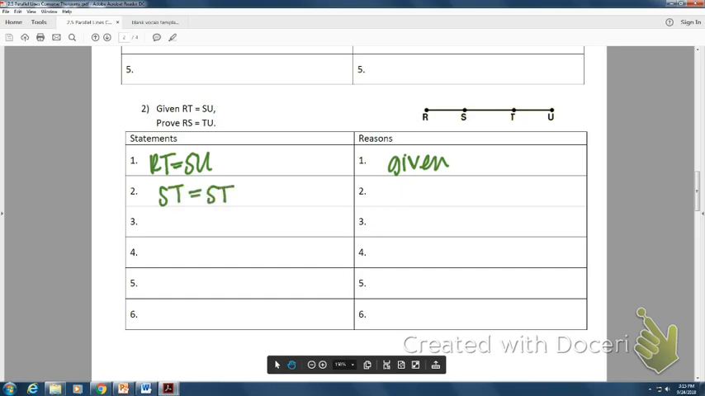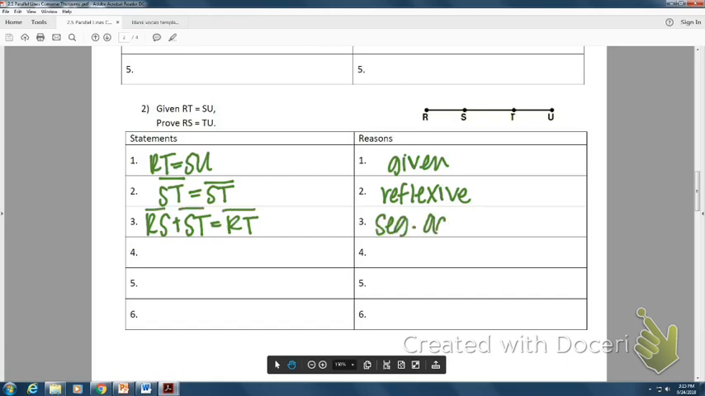Very good. If what you're trying to prove shares a piece, whether it's a segment or an angle, make sure you always use that reflexive property. Somebody give me something else. RS plus ST equals RT. Very good. RS plus ST equals RT, and why is that? Very good. Segment addition postulate.